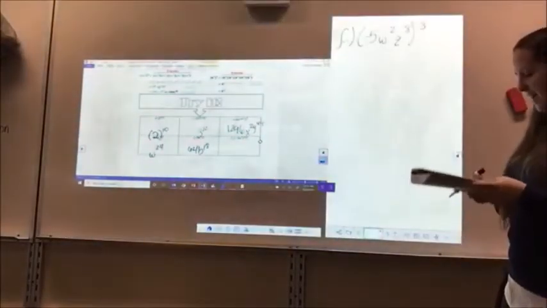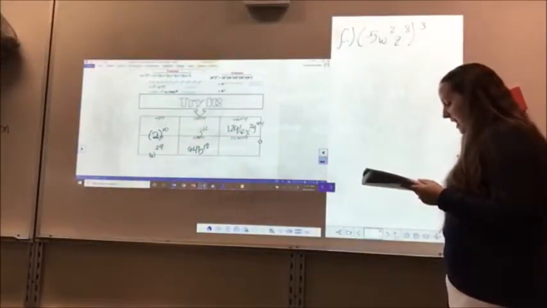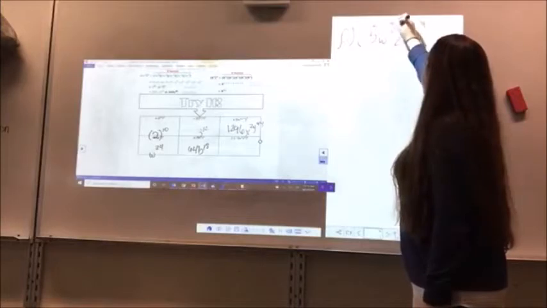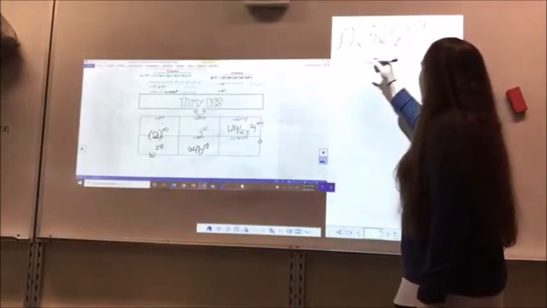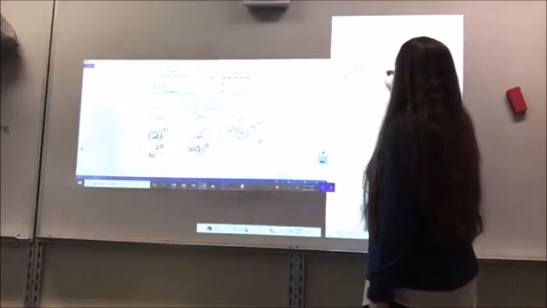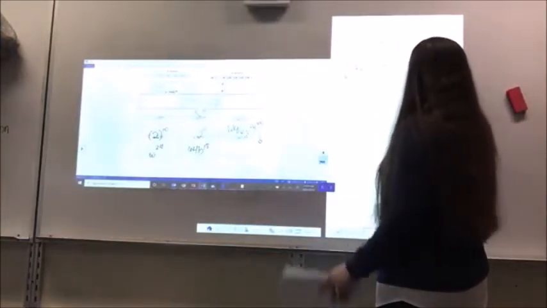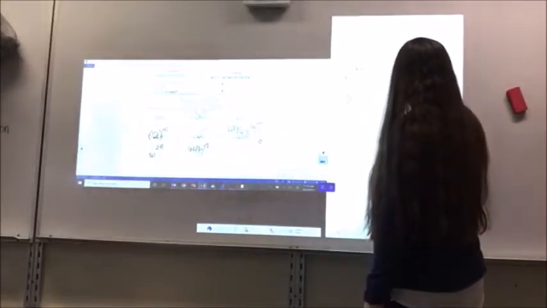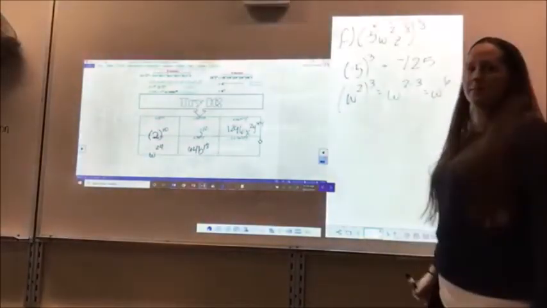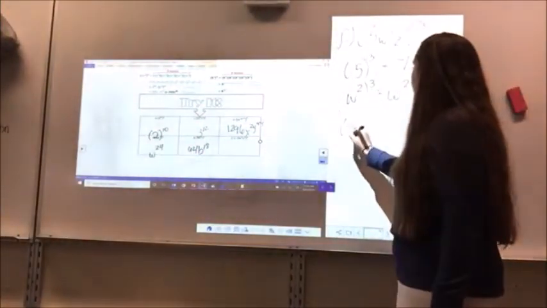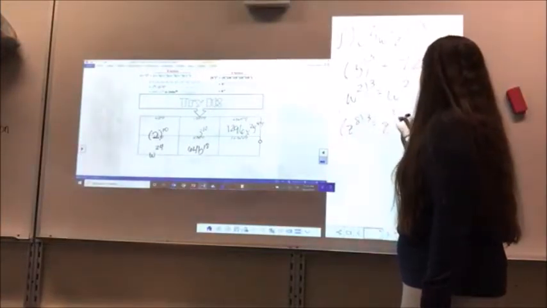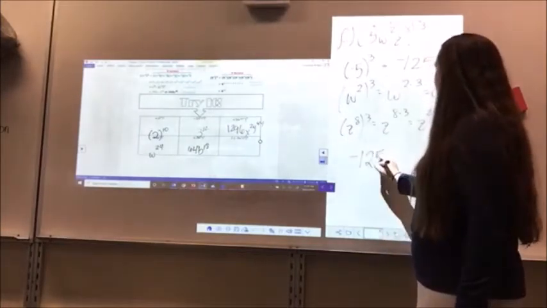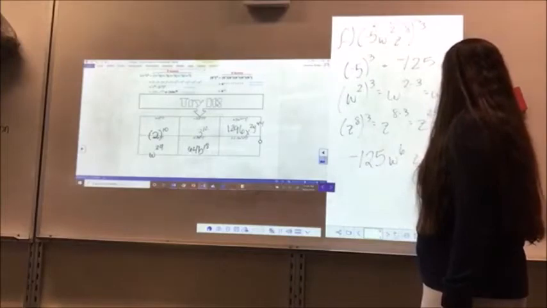For letter F, I have (negative 5w squared z to the 8th) raised to the 3rd power. So I need to go ahead and distribute this 3 to the negative 5, to the w, and to the z. Negative 5 cubed gives me negative 125. W squared cubed is w to the 2 times 3, which is w to the 6th power. And then z to the 8th cubed is z to the 8 times 3, which is z to the 24th power. So when I combine them all together, I get negative 125w to the 6th z to the 24th power.